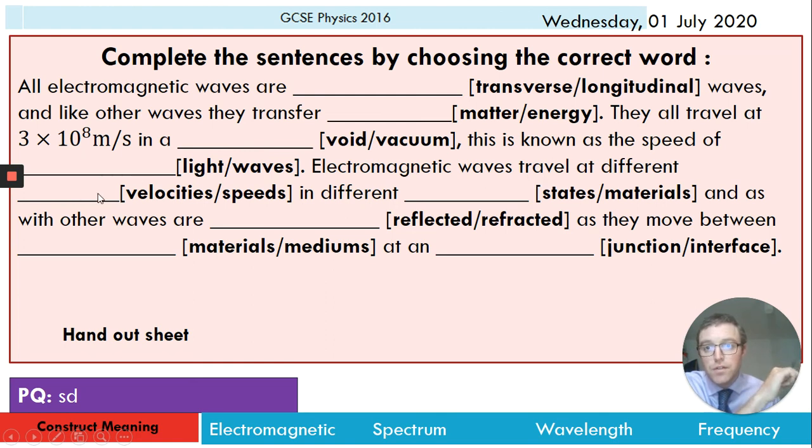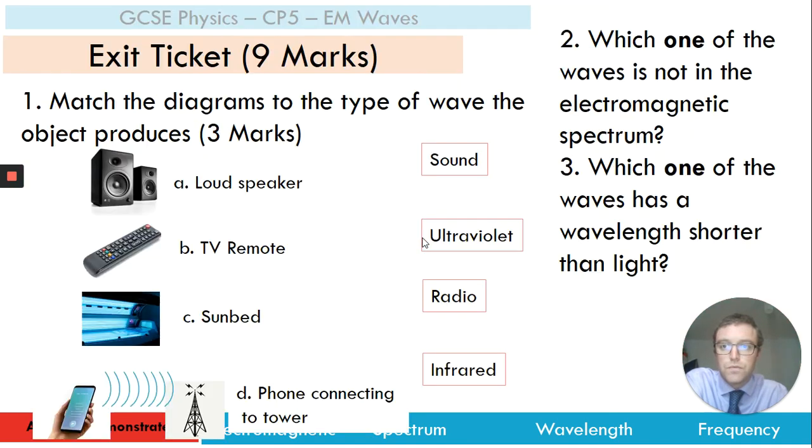Electromagnetic waves travel at different speeds in different materials. And as with other waves, they are refracted as they move between mediums at an interface. Don't worry about that last sentence. We haven't really dealt with that, okay? So if you didn't get those ones, don't worry too much. If you did, very well done. Okay. And that's us done for electromagnetic waves.